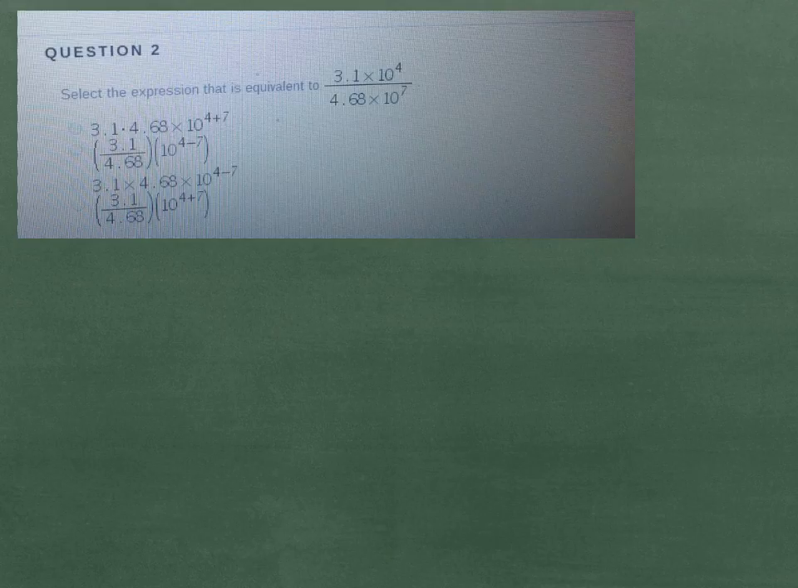Number 2, select the expression that is equivalent to this. So what you have to do here is you would divide your numbers. You can use a calculator. Oh, sorry, I pushed the back arrow. So you could divide these numbers and use a calculator. So it would look like this, 3.1 divided by 4.68. You would do that on a calculator.